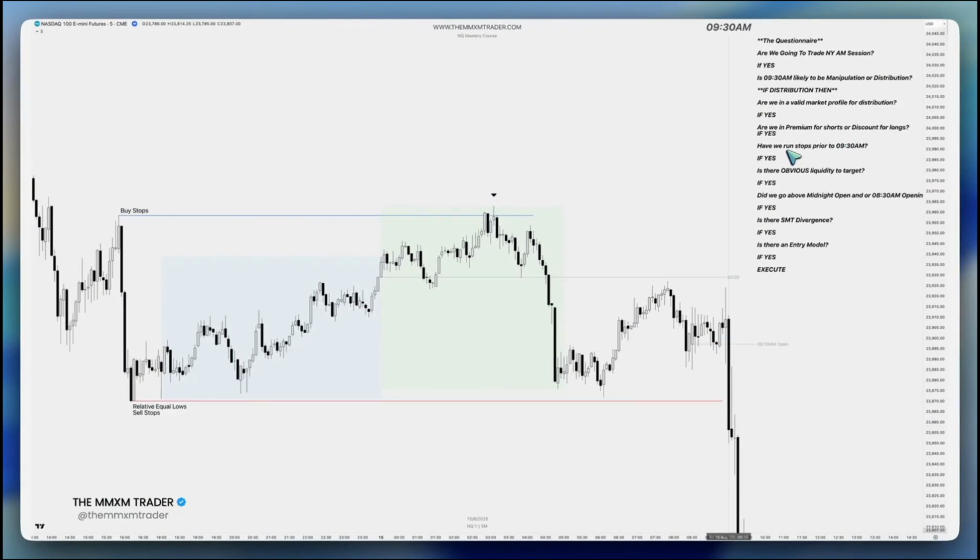Okay, have we run stops prior to 9:30 a.m.? Obviously, yes, we did here. We run up the range high here in London. Is there obvious liquidity to target? Relative equal lows here, super obvious at 9:30. Did we go above the opening prices? Notice at 9:30 a.m. okay, we are above the 8:30 a.m. opening price here. Okay, extremely high probability.